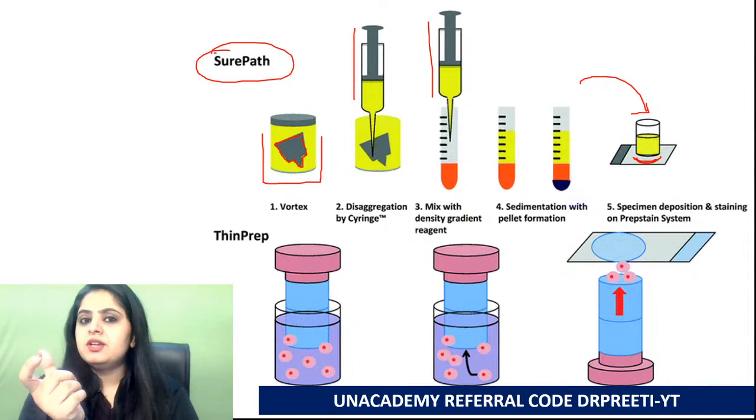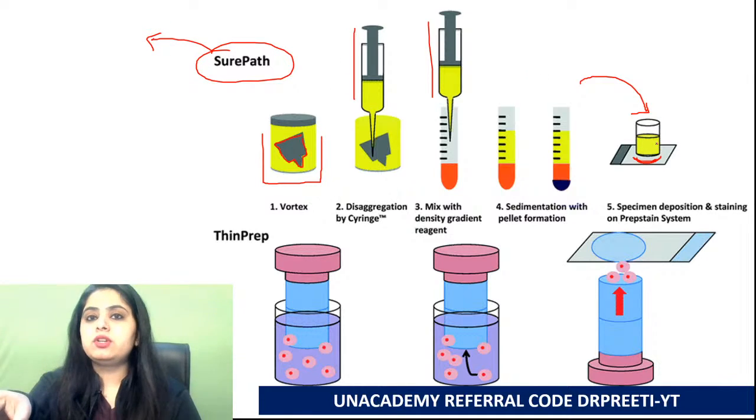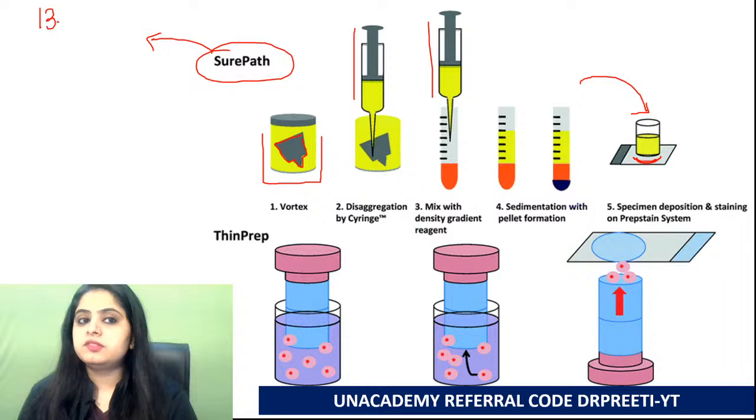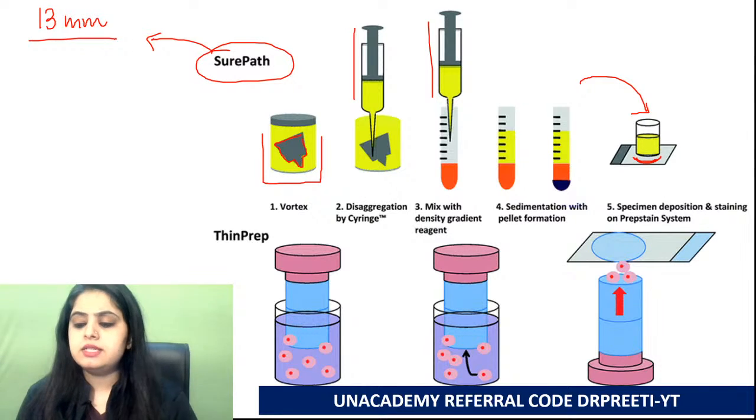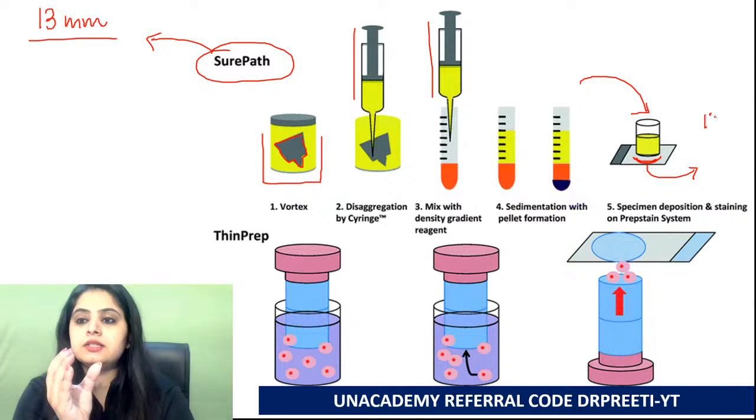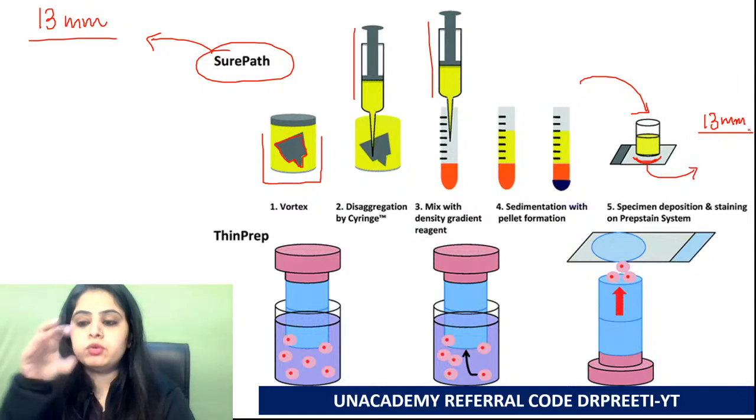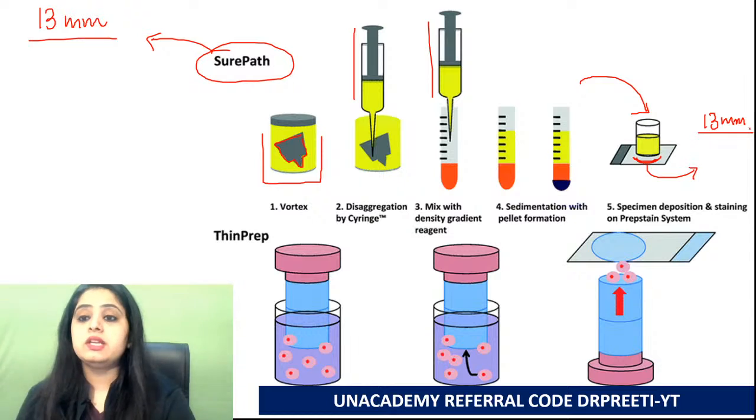How many mm? Who will tell me? Quick revision. I've taken the sample from it and put it on a small area. So how many mm circle will I make? A small one. A 13 mm circle I've made. So in this very circular small area, a 13 mm location, I have put the cells. Okay. Versus what do you do in a thin prep?